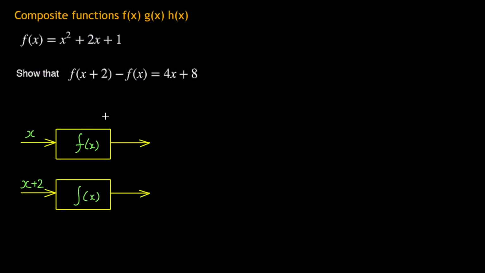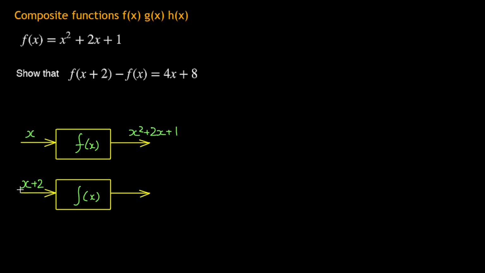Another composite questions function. We're given f(x) as a quadratic and we're asked to show this relationship. Always like show that questions, you know that you're right. So effectively we're going to have two inputs to our function box. The first input will be x, and simply from that box we will get x squared plus 2x plus 1 in a very ordinary way.